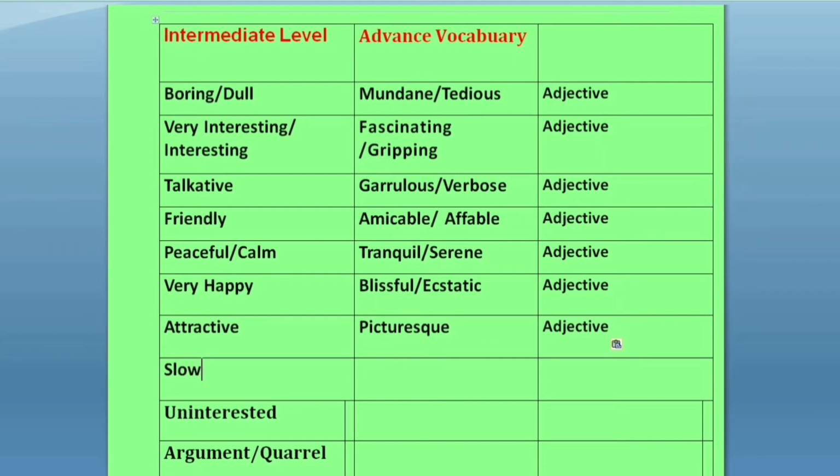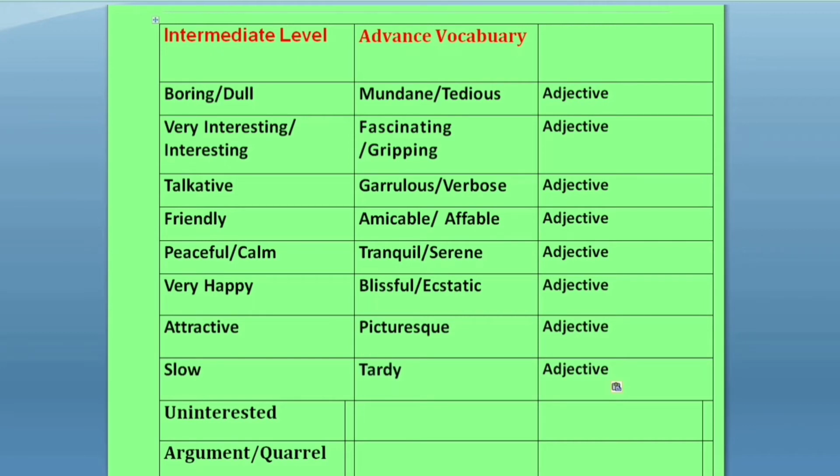So the next word which is commonly used at intermediate level is slow. So do not use that. We can use an advanced word, that is tardy, right? Which is also an adjective. Instead of slow, you can use the term tardy, right?